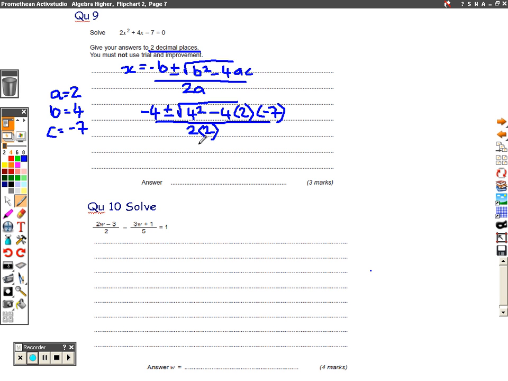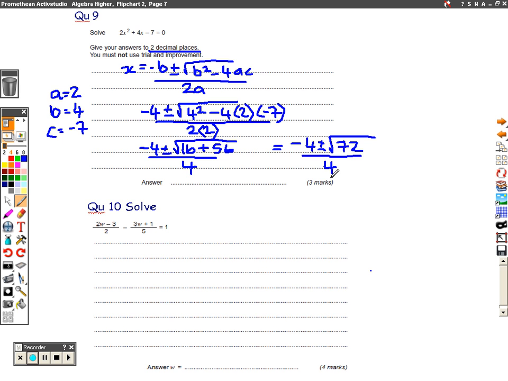So, work out some answers then. Minus 4 plus or minus 4 squared gives us 16. Minus 4 times 2 times minus 7 gives you plus 56 now. Be careful because you could very easily take that as being minus. It's not minus. All divided by 4. That then works out to be minus 4 plus or minus the square root of 72 all divided by 4.